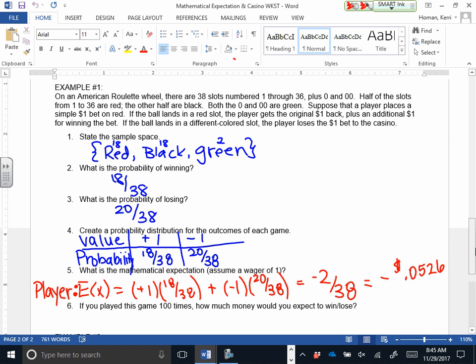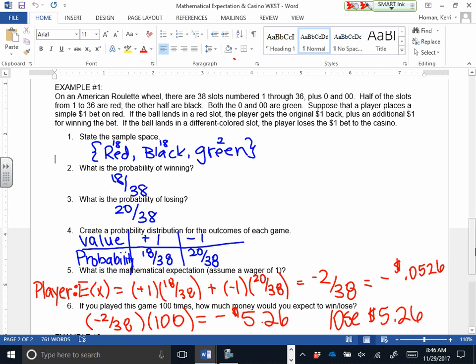How'd you get that, Nick? Okay, whatever our expected value is, so our expected value was -2 over 38 or 0.0526. If we multiply that by 100, we get -5.26. So if I play this game 100 times, I can expect to lose $5.26.